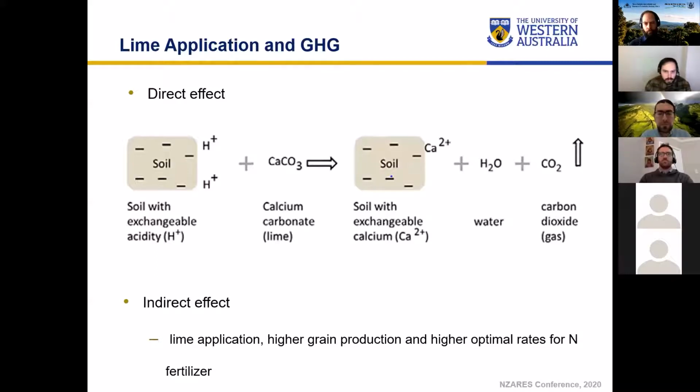Lime application can increase greenhouse gas emissions directly and indirectly. When we apply lime into the soil, it reacts with hydrogen ions, and the end product of this process is carbon dioxide emissions. Apart from direct effects, lime application can indirectly increase greenhouse gas emissions through increasing grain production and subsequently higher optimal nitrogen fertilizer rates.